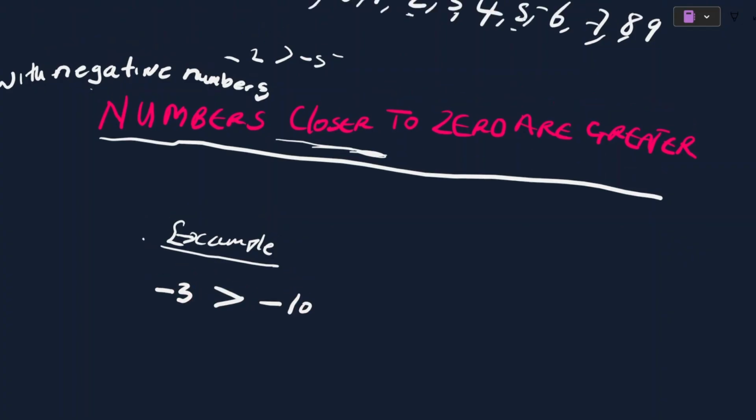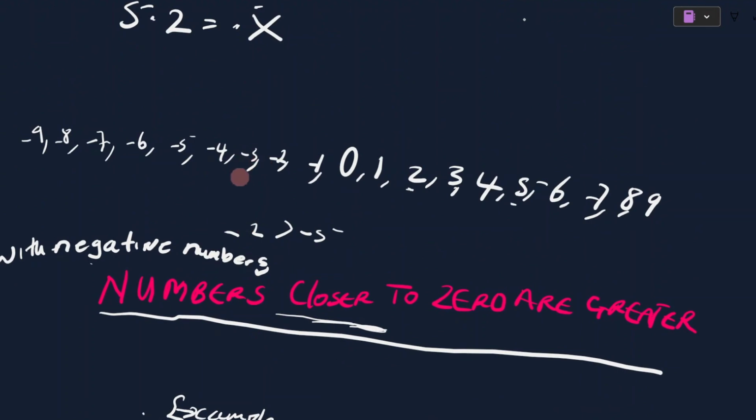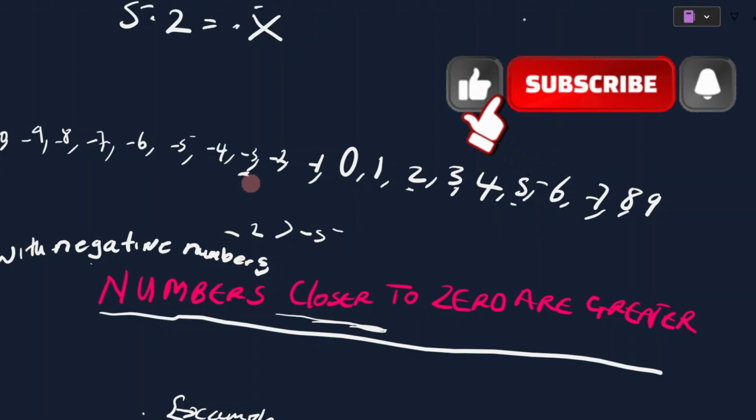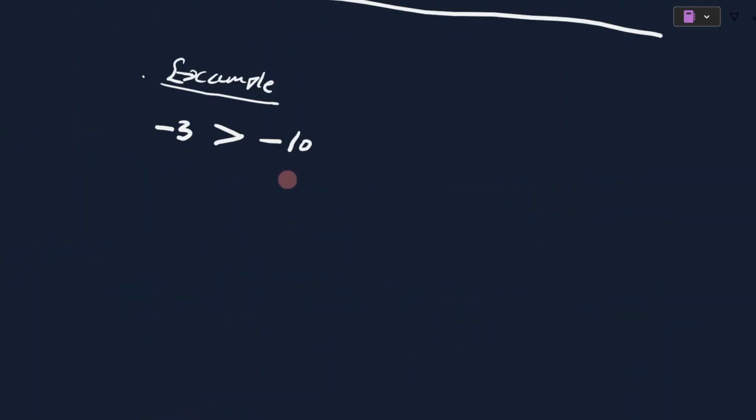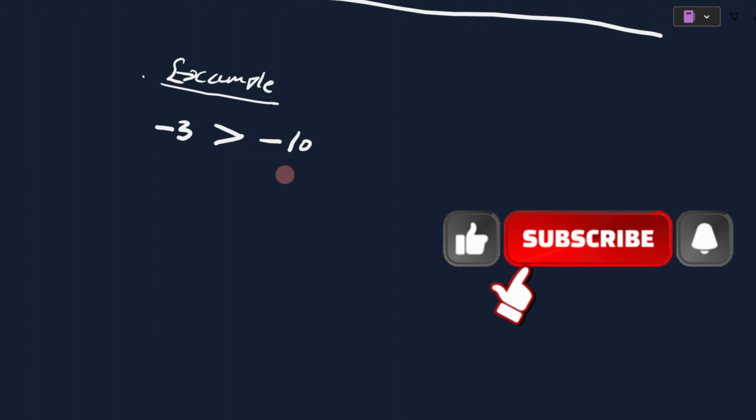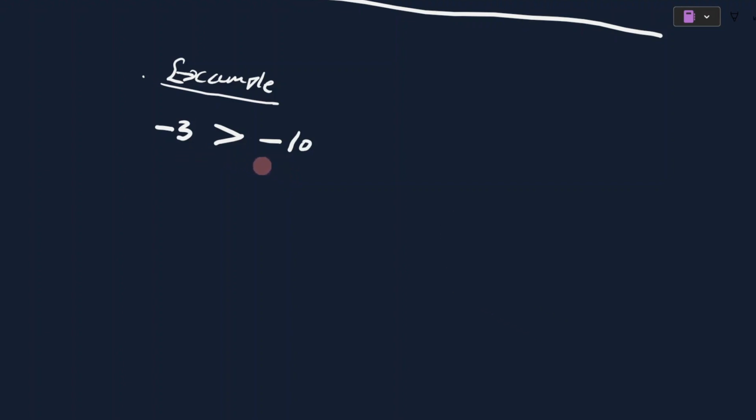If we check it out in our number line above, look at negative 3 and here lies negative 10. So remember, I said numbers closer to zero are greater, and negative 3 is closer to 0. So in terms of negative numbers, those closer to 0 are greater, and negative 10 is further away from 0, and that's why negative 3 is greater than negative 10. If we use debt as an example, owing someone $3 is better than owing someone $10, because you can easily pay up $3 than $10.